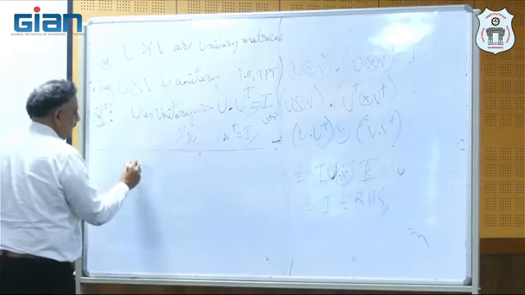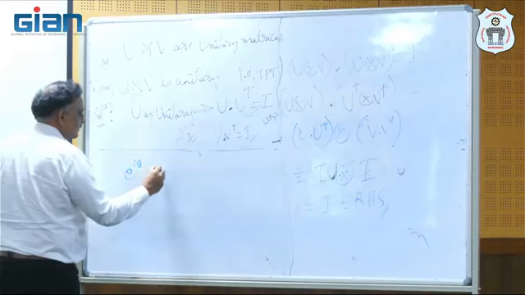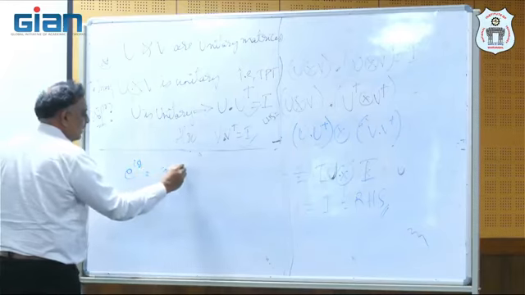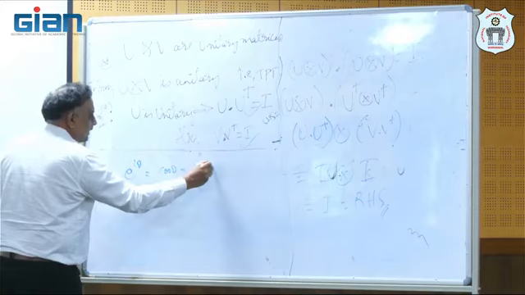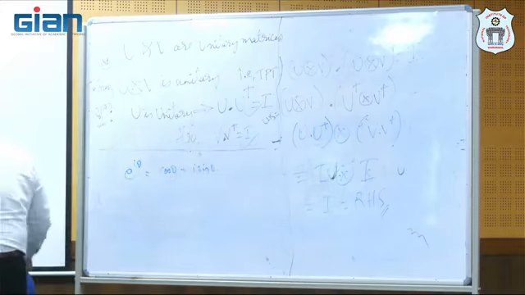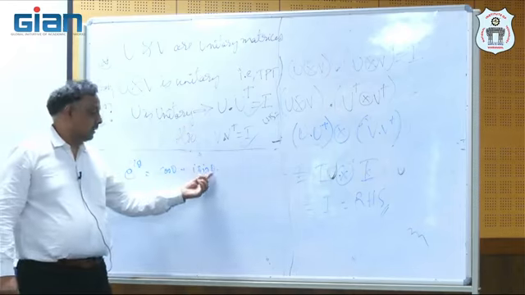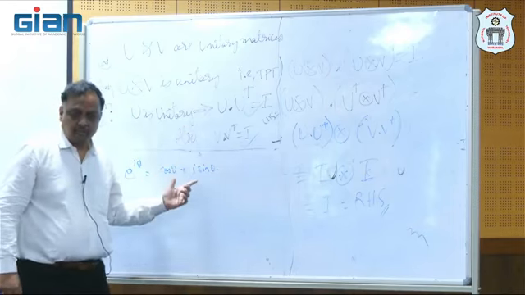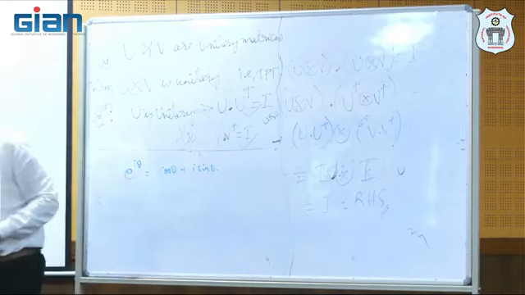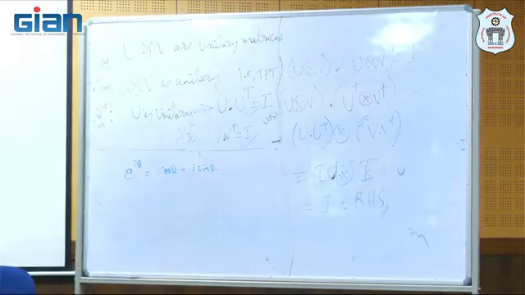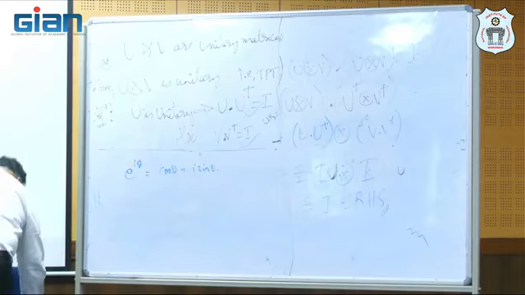e to the i theta is cos theta plus i sin theta. This is a complex number: this is a real number, this is an imaginary number, so together it is a complex number. You know this beautiful identity, right?